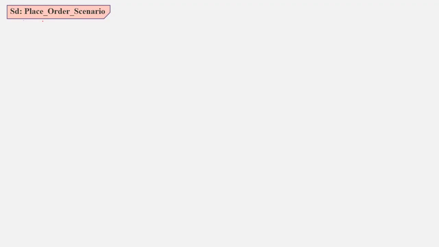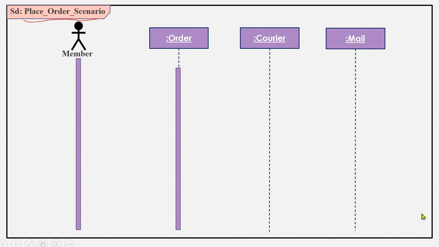Okay, so here we are going to discuss another sequence diagram, that is to place an order, and this is the boundary. This is the boundary of your sequence diagram. Entities involved are member, order, courier and mail. We have already covered the details regarding all these frames and options.